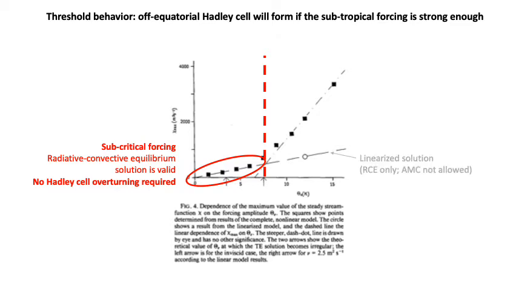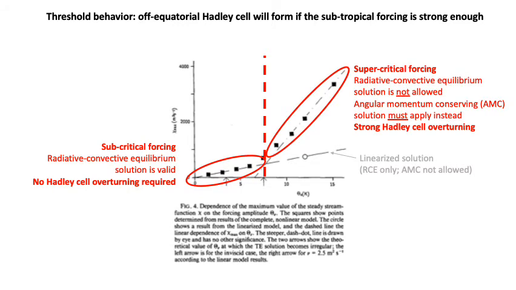And you'll notice that this dashed line extends farther out, and this is what they call the linearized solution, which is to say you linearize the equations so you don't allow for an angular momentum conserving Hadley cell response at all. So that just extends that line out. But what actually happens above this threshold is what we call supercritical forcing. If your forcing strength is strong enough that the heating or temperature maximum is large enough, the thermal equilibrium solution is not allowed. We're going to go through why that is in a second. And so instead, the angular momentum conserving solution has to apply. And what that means, going back to Held-Hou, is a Hadley cell overturning, a thermally direct overturning circulation.